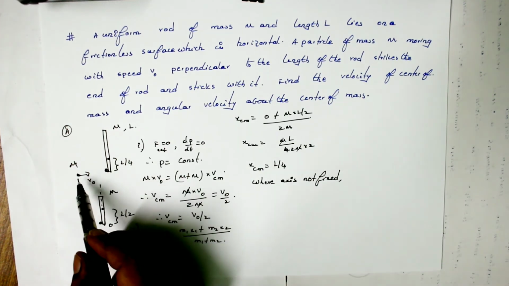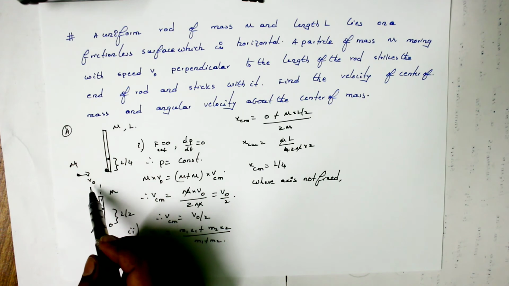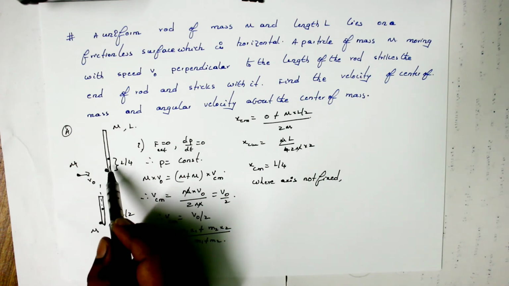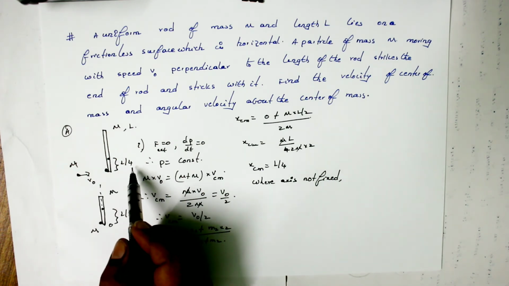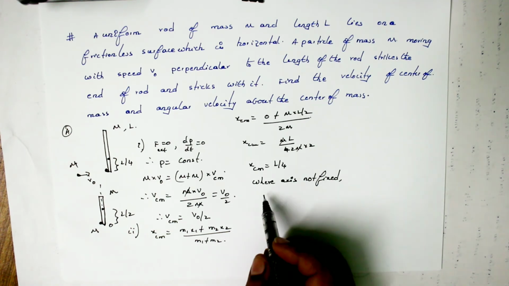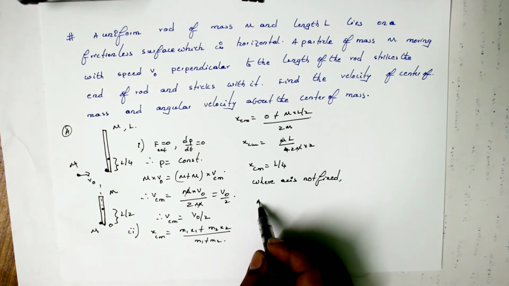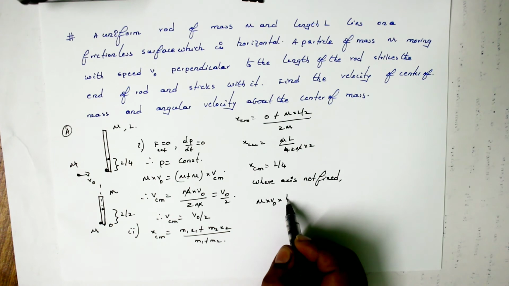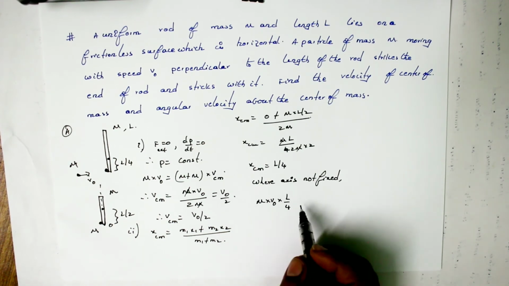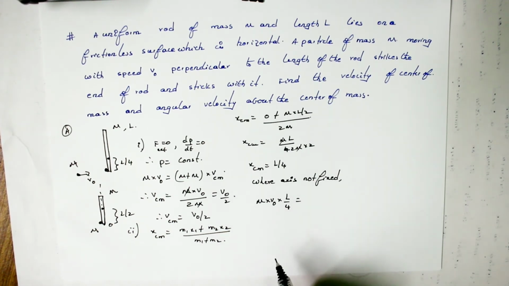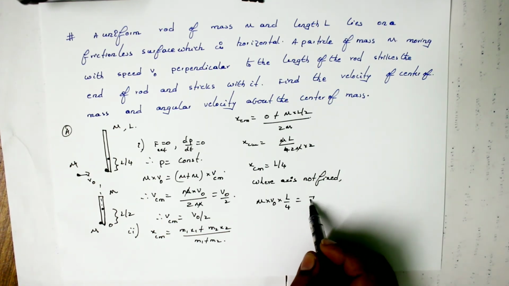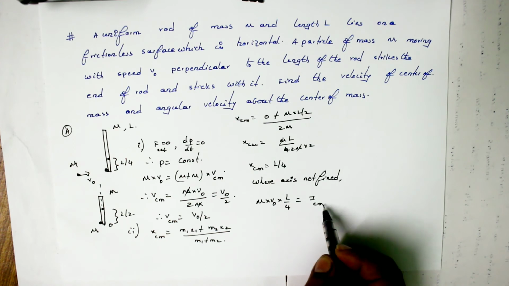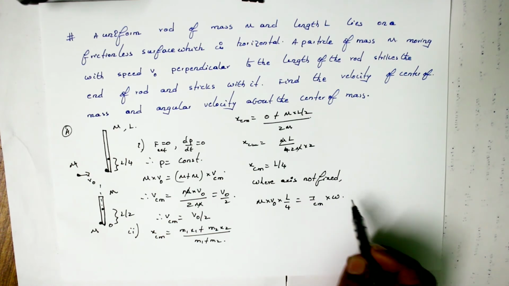But this law of conservation of angular momentum, we are supposed to apply about the center of mass. Initially this particle is having a mass of m and velocity of v naught, and from the center of mass it is at a distance of L by 4. So its angular momentum will be m into v naught into L by 4. This is the initial angular momentum. The final angular momentum I can write as moment of inertia about the center of mass multiplied by angular velocity.